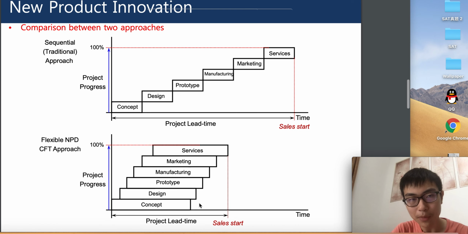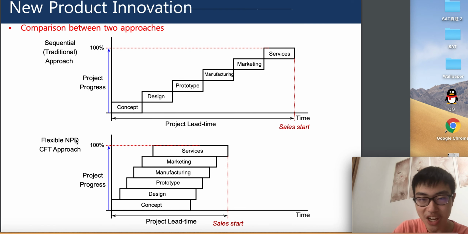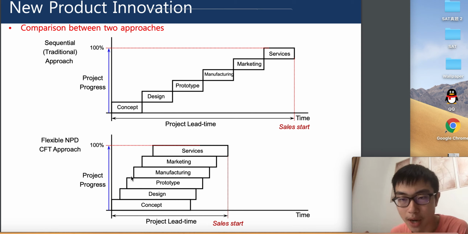So now I'm going to introduce to you the flexible NPD approach, new product development approach, along with a cross-functioning team. In this approach, you can see the lead time is much lower, but that doesn't mean in all cases NPD will take a shorter lead time, because keep in mind the NPD approach, as you can see, is an approach that's layered up. So it's what we call concurrent engineering. Each layer is basically working together at any point in time.